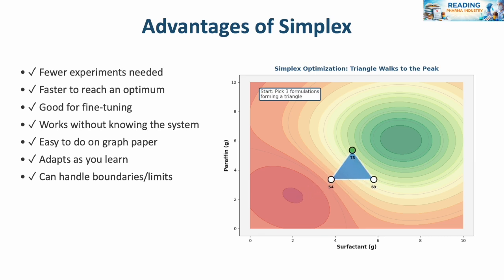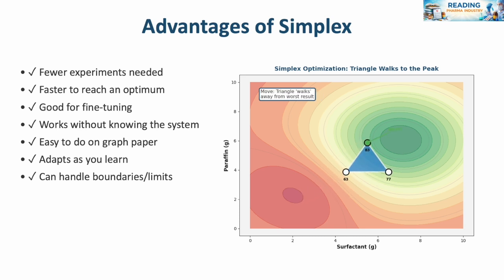Now, these are some of the advantages of simplex. You probably can imagine or predict some of them. You can see that there are fewer experiments to do, and you may reach an optimum faster. But we will see that this is probably better for fine tuning. And it works without even knowing the system. So you can just do experiments without going through all this factorial design and setting limits.